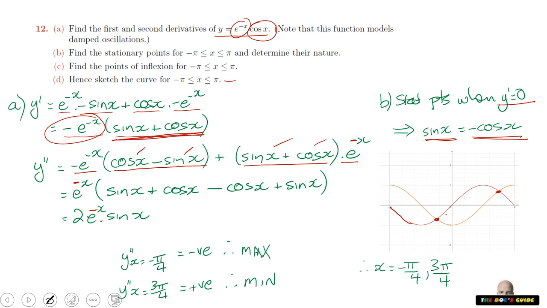Now, that then means that when I look at the second differential at minus pi on 4, if I put that up into here, this is always going to be positive. So I want sine of minus pi on 4. We can see from our graph of sine here that that will be a negative. So I'll get a maximum turning point there. And at the second differential at x equals 3 pi on 4, again, this is positive. Sine of 3 pi on 4 is positive. So the second differential is positive, so I'll have a minimum turning point.